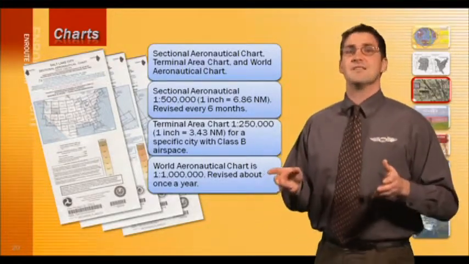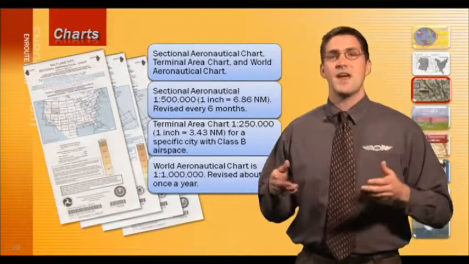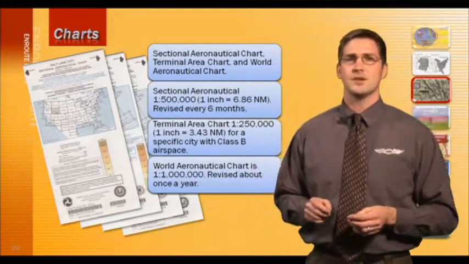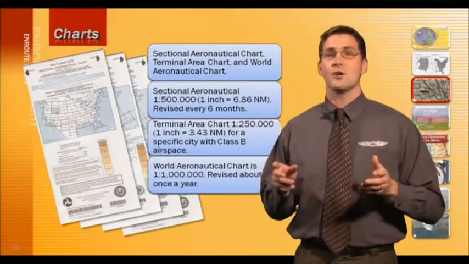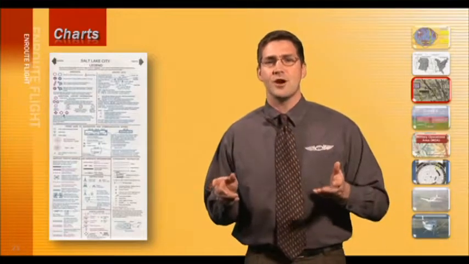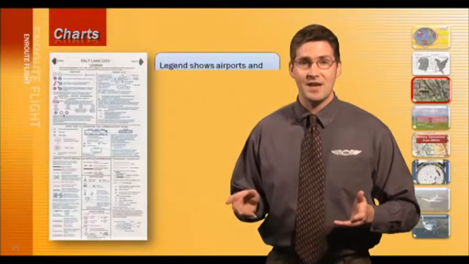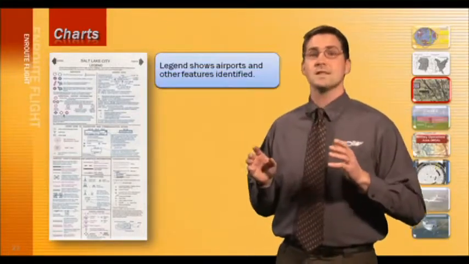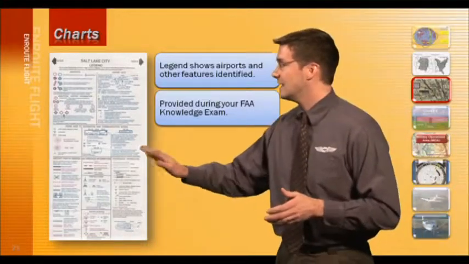Now, these charts have less information about airports and airspace than a sectional chart, and they are revised no more than once a year. Now, let's take a detailed look at a sectional chart, starting with the legend. It shows how airports and other information are depicted on the chart. Now, you can answer many questions on the FAA knowledge exam and the oral examination portion of the practical test just by referring to the legend.